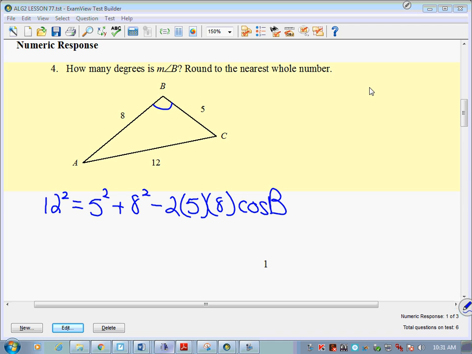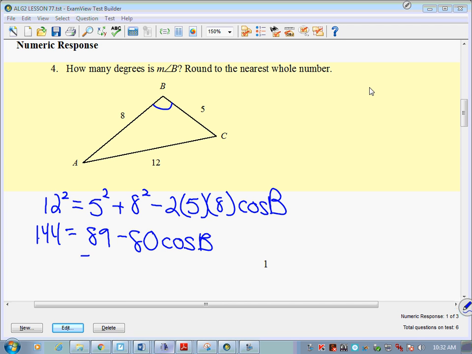What's 12 squared, class? 144. All right, 25 plus 64, right? What's 25 plus 64? 89. All right, so I'm going to go ahead and get that there. I've got negative 2 times 5 times 8. I bet that's what, negative 80? Negative 80. Negative 80 cosine B. All right, what's my next step?